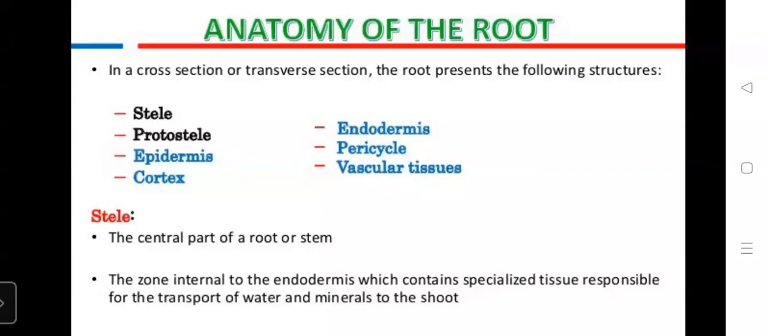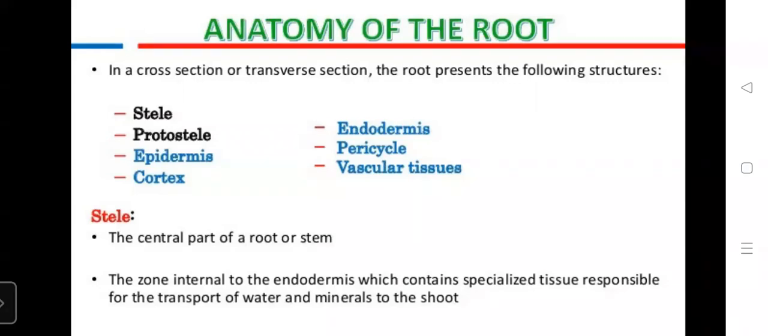Okay, a transverse section of the root shows a clear differentiation of the three tissue systems, that is epidermal, ground, and vascular tissue systems. The roots can be differentiated from the stem on the basis of the following characters. So what are the differences between the roots and stem? Some characteristics differentiate the root from the stem. So what are the characteristics?